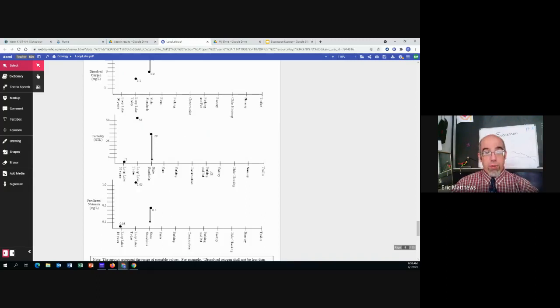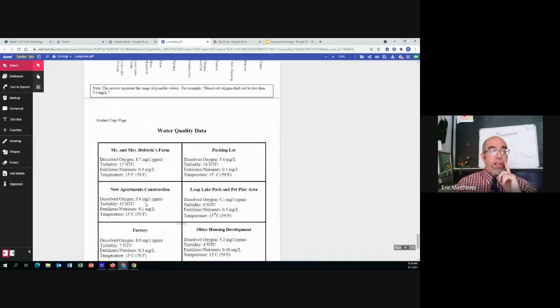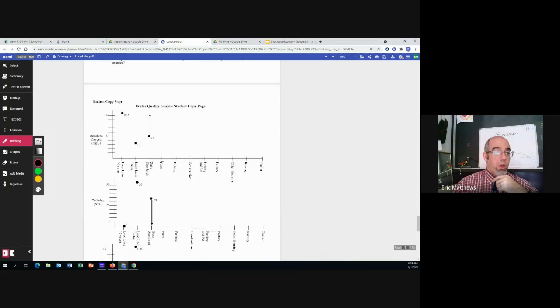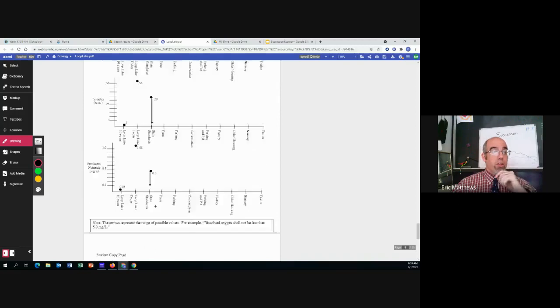All right, so how do we get the rest of these points? You come down to this last page where we have our data and we take a look. So let's look at the Holstein farm. Dissolved oxygen is 8.7. So we come up to the dissolved oxygen graph. Here's 5 right here. So 6, 7, 8, and 8.7 would be almost a 9, and we put a dot. You can see the farm is where it should be. It's 5.0 or above.